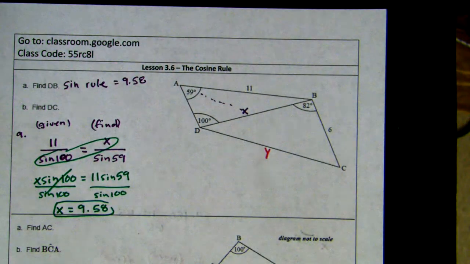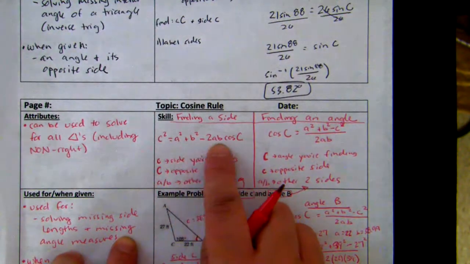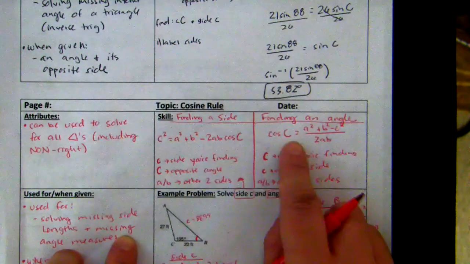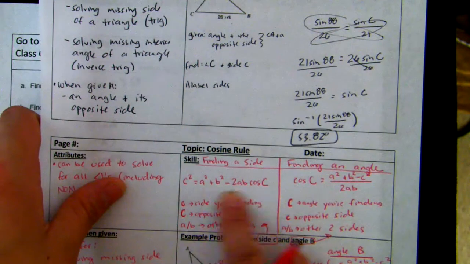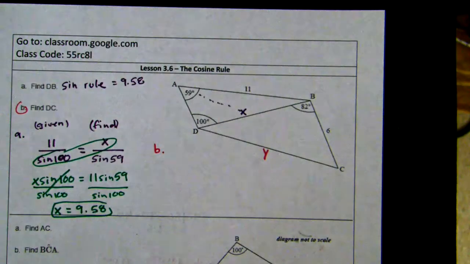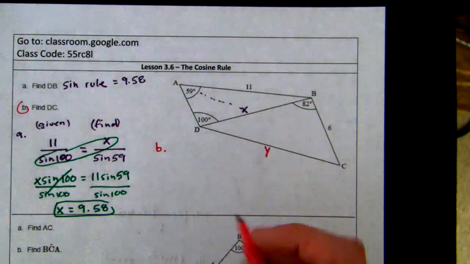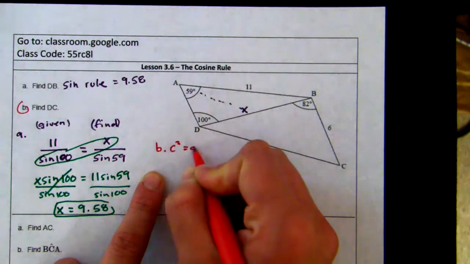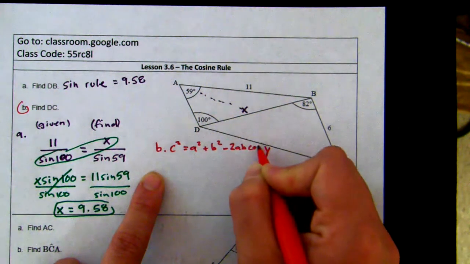Now remember, for cosine rule, there are two different ways that we can write the formula. The formula when we're trying to find a missing side, and a formula when we're trying to find a missing angle. Here, I'm looking for a side length of DC. So I'm going to use the format of the formula where I'm looking for a missing side. Okay, so I'm going to write that one down here as part B. My formula when finding a missing side for cosine rule is right here. I'm just going to write it down. C squared equals A squared plus B squared minus 2AB cosine C.